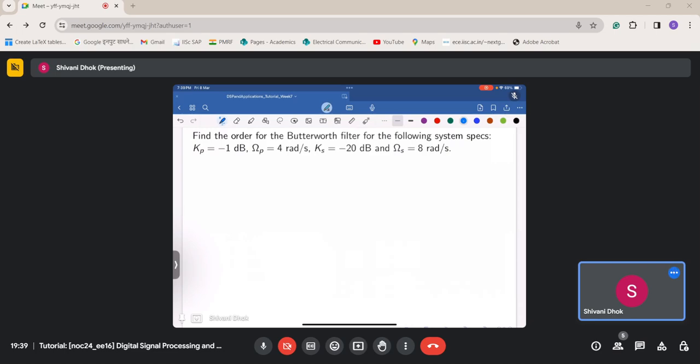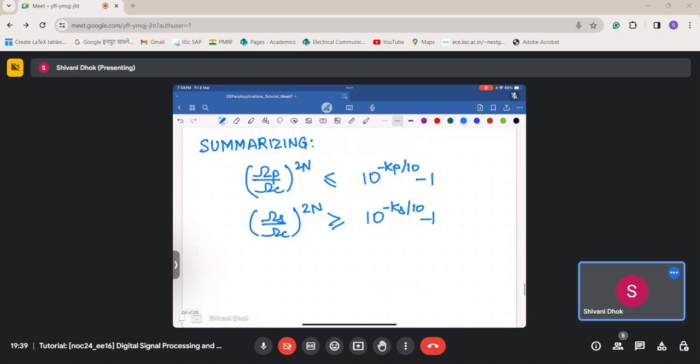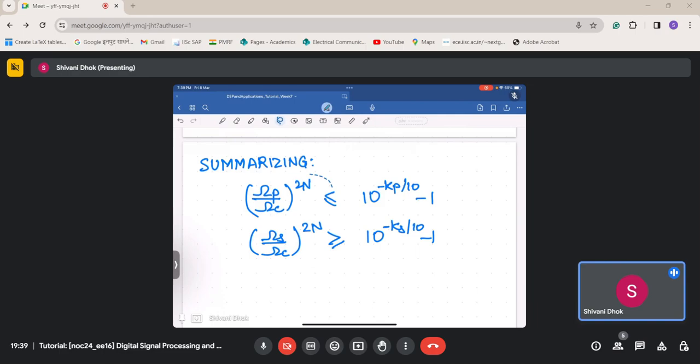So what is given to us is: find the order of the Butterworth filter for the following system specifications. Kp is given as minus 1 dB, omega p is given as 4 radians per second, Ks is given as minus 20 dB, and omega s is given as 8 radians per second. We need to figure out the order, which we'll find using the relations that we have obtained.